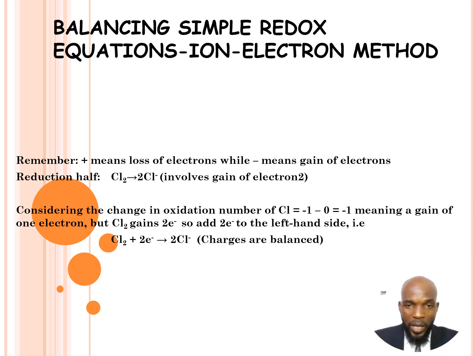So for the reduction half, it involves gain of electron. Considering the change in oxidation number of chlorine, which is minus 1, meaning a gain of 1 electron, but chlorine gains 2 electrons. So you add 2 electrons to the left hand side to give you the equation on the slide. That means the charges are balanced.